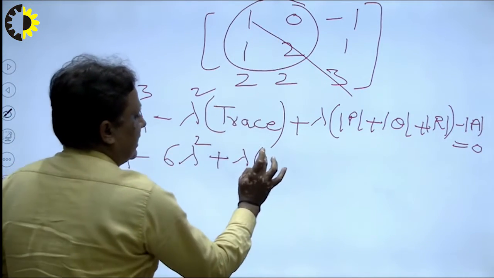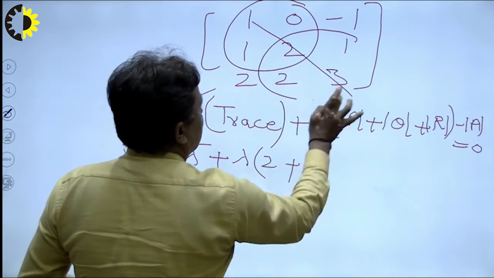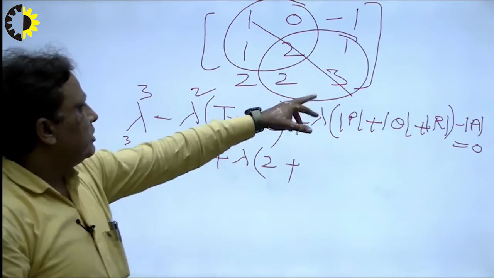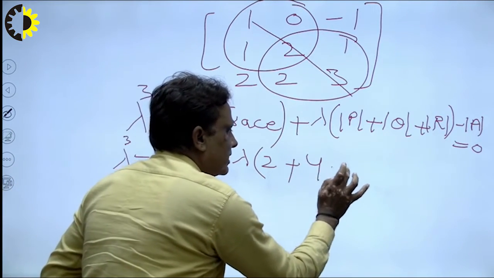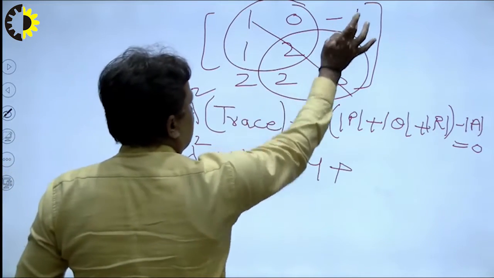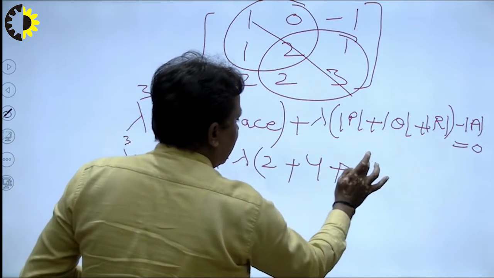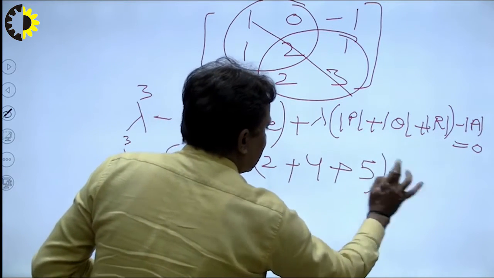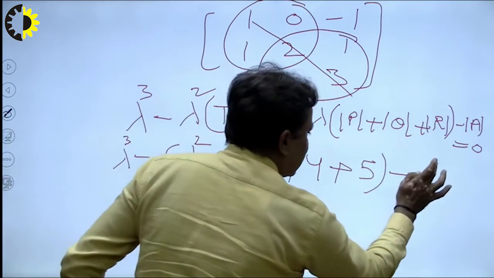2 minus 0, I write 2. Plus the second is Q, the determinant which contains diagonal elements: 3 times 2 is 6, 6 minus 2 is 4, I write 4. Plus, the next is the corner elements: 3 times 1 is 3, minus 2, plus 5, I write 5. And minus the determinant of this square matrix of order 3 by 3, which will be 6.